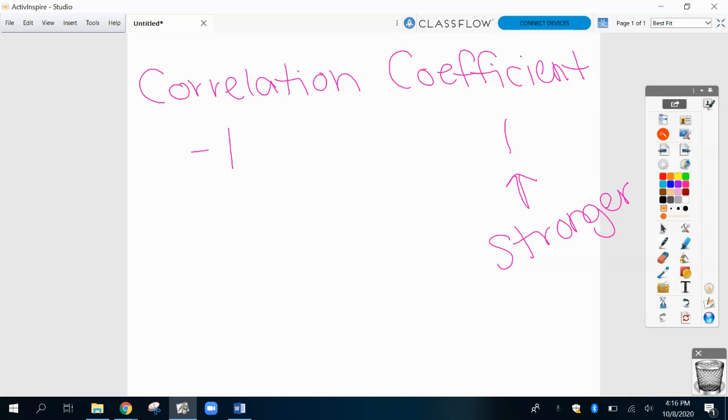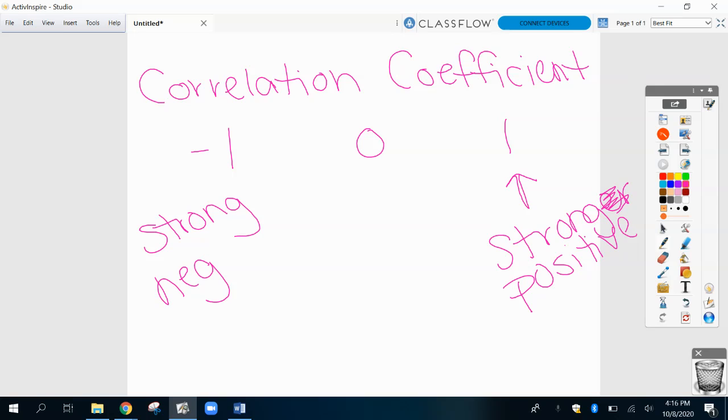So this would be a strong positive relation. The closer we are to -1, we will have a strong negative correlation. The closer we are to 0, the more there's no correlation. And if we're at maybe 0.5, that would be a weak positive, and -0.5 would be a weak negative.